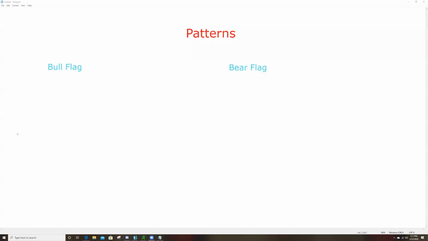Okay, so the first pattern we have is a bull flag, and this is a continuation pattern. Now, a bull flag is going to the upside, and basically, it is showing a strong stock that is making a big move forward, and then showing some rest.